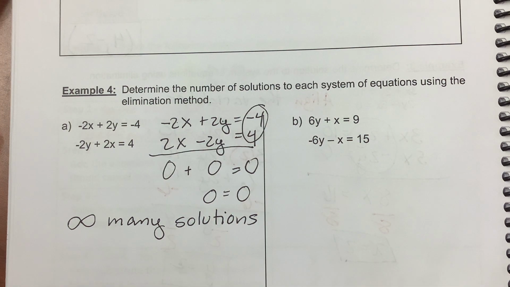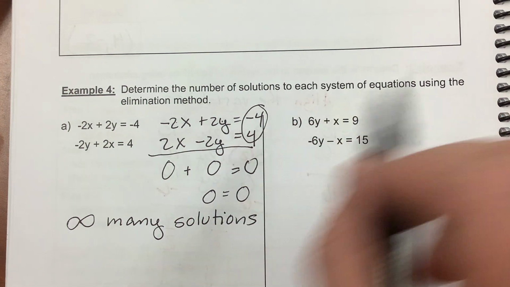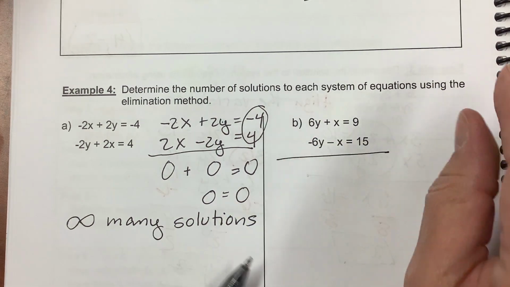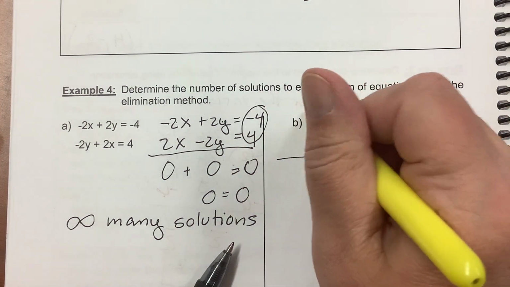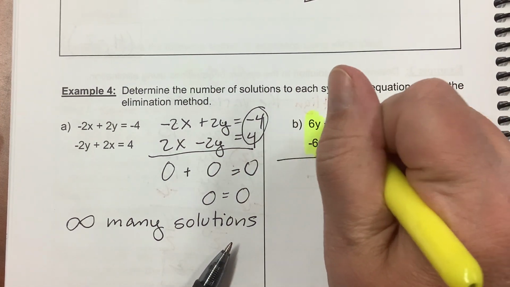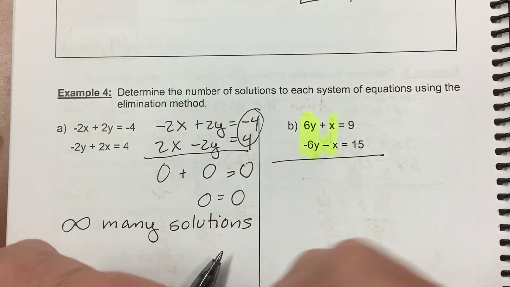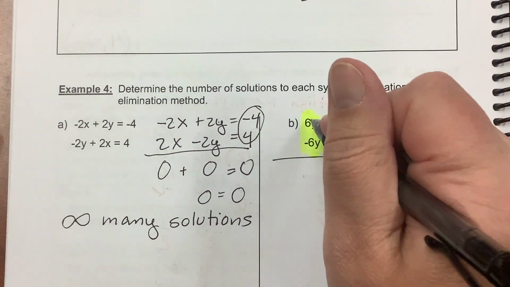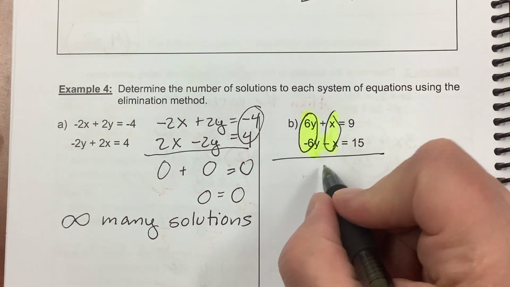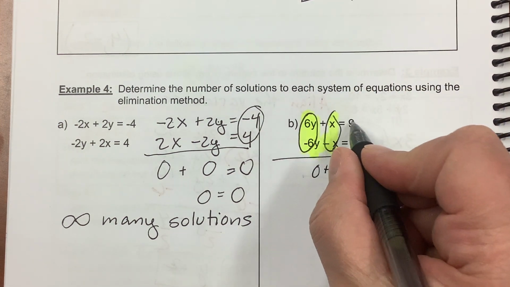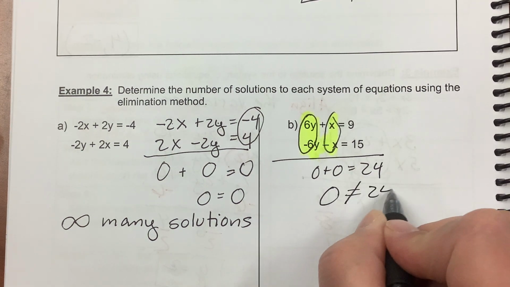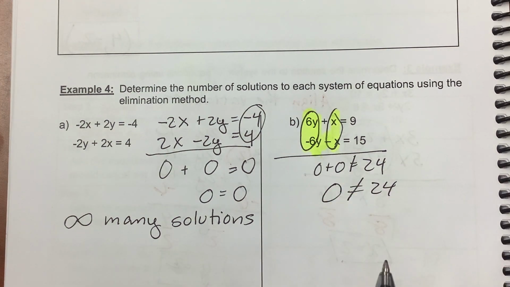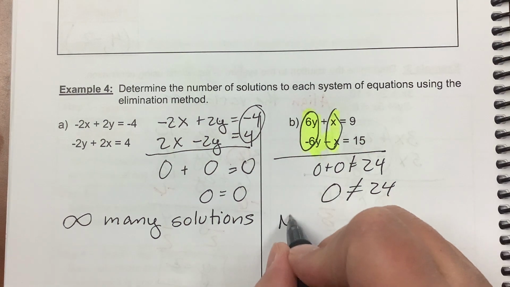Now let's take a look at the next one. Well, look at this. It's all lined up nice and neat already. I have 6y and negative 6y. I have x and negative x. That is going to be 0 plus 0. And then 9 plus 15 is 24. Wait a second. 0 is not equal to 24. That's not equal. What does that mean? Oh, I remember. No solutions.